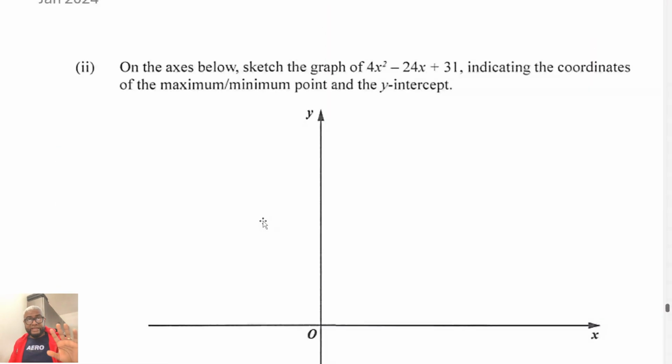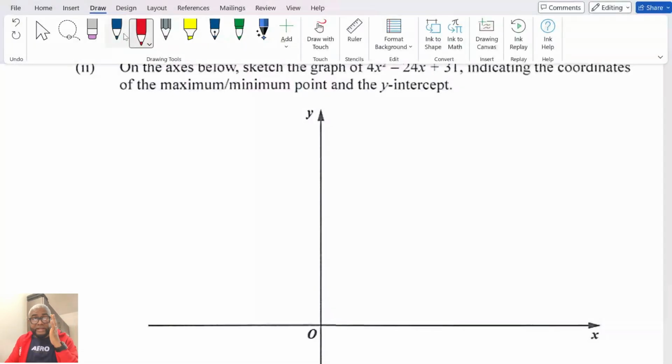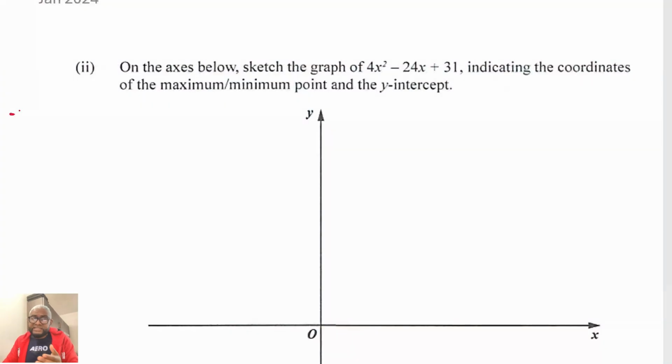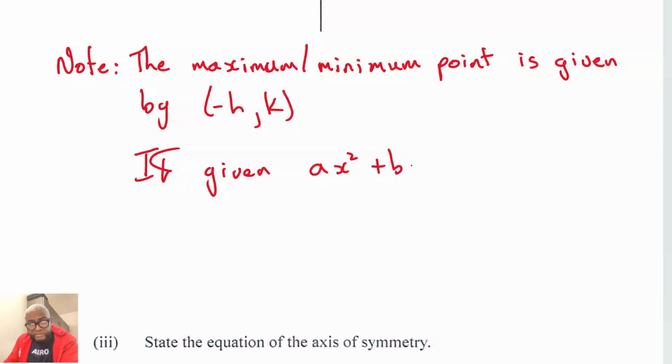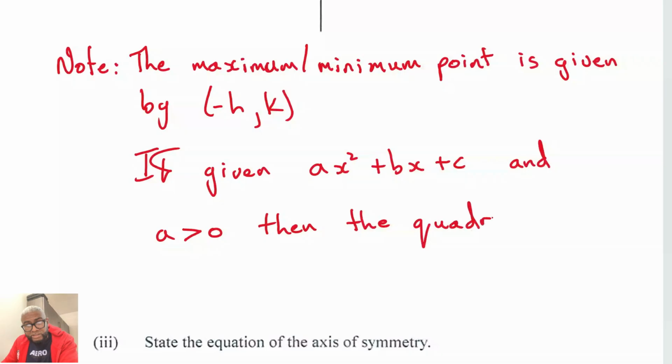Negative h comma k. So let me write down what the minimum point is. Well, it's a minimum point. And next thing I want to write here. This is the beauty of doing past paper drills. Given ax squared plus bx plus c, and a is greater than 0, implying a positive number, then the quadratic is a minimum.